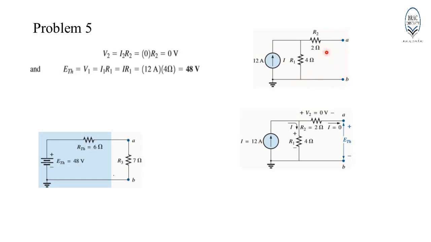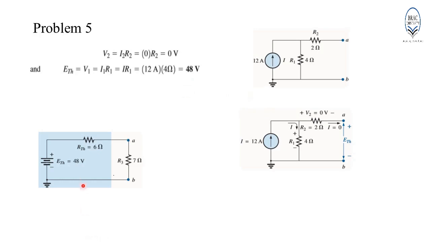Now, if the current flowing through R2 is equal to 0, then the potential drop across R2 will also be 0 volt. Hence, E Thevenin, which is the open circuit voltage, is basically equal to the potential drop across resistor R1. So, using Ohm's law, we can easily determine the voltage drop across R1, which will be equal to V1 equals I1 R1, which is equal to 12 times 4, 48 volts.